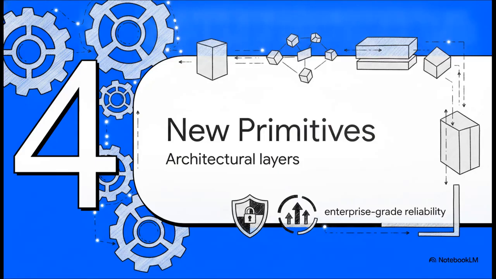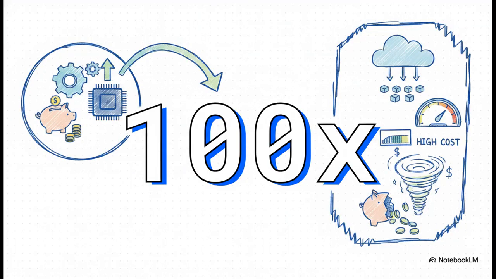Part 4, New Primitives of LLMOps, the required architectural layers. Because of those 4 anomalies we just talked about, we are forced to inject entirely new primitives into our operational stack to regain control and ensure enterprise-grade reliability.